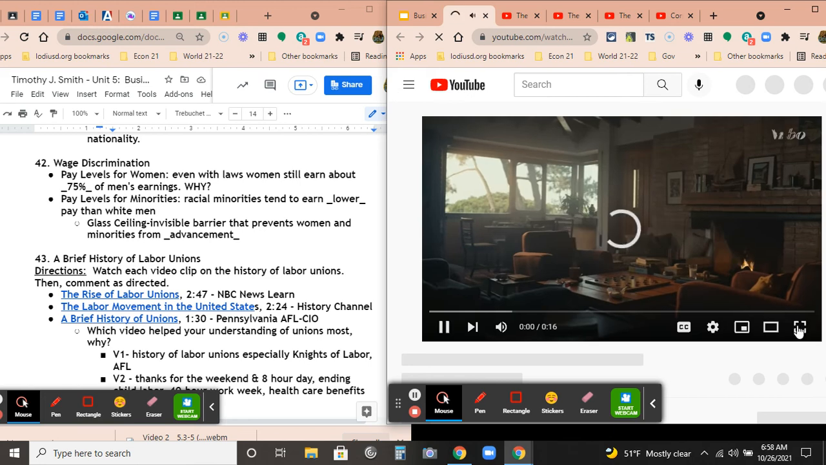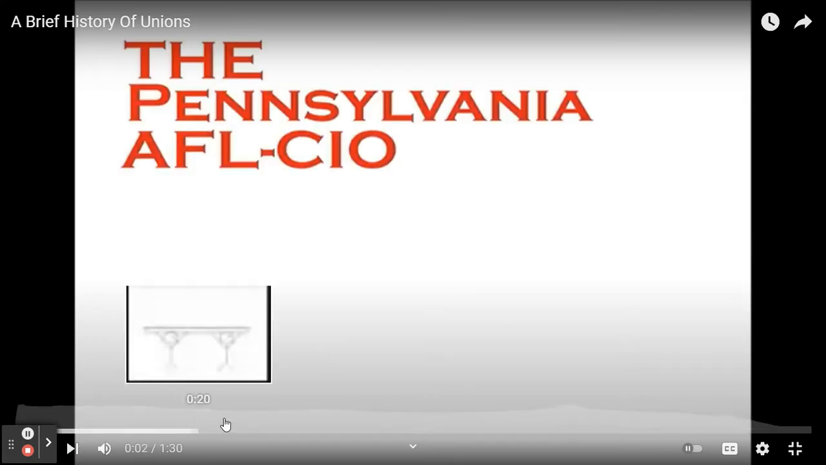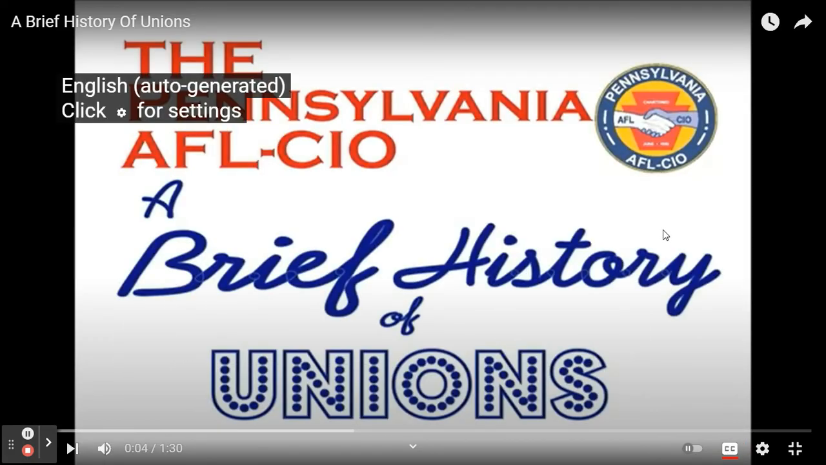This is the checkers game where grandson and granddad will bond. This is the kitchen where the new boy... The Pennsylvania AFL-CIO presents A Brief History of Unions.